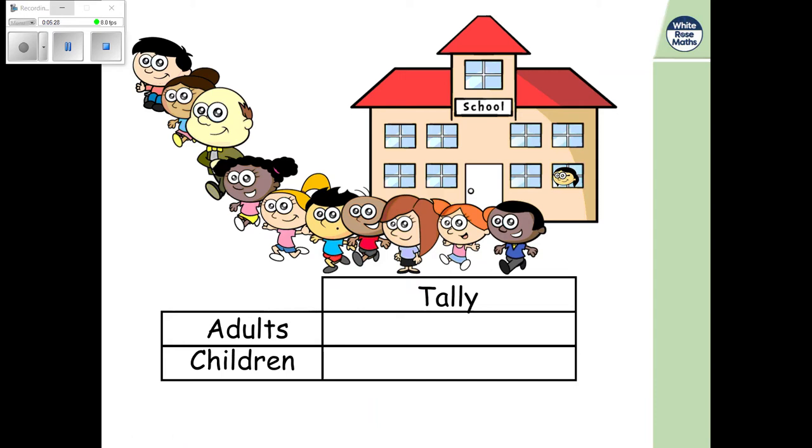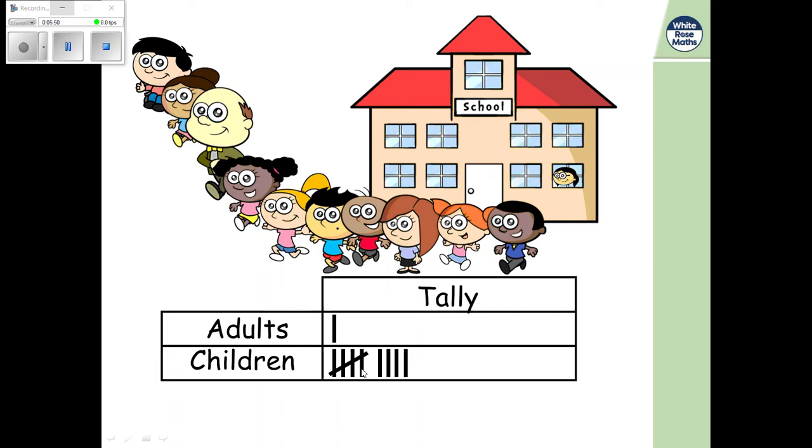Right, so pause here and make a little tally of how many children there are and how many adults there are, and we will do it together carefully in a minute to check if you were right. So there is one adult there and the rest are children. So let's check.